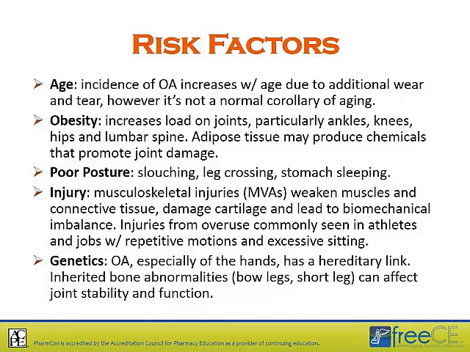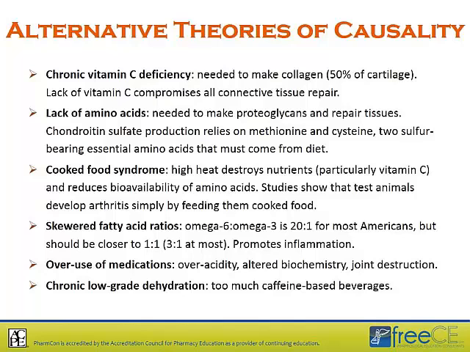Genetics are linked somewhat to OA, especially OA of the hands, and also inherited bone abnormalities such as bow legs or a naturally short leg can affect the biomechanics and joint stability and function and increase the risk for OA also. As noted previously, the actual mechanisms for OA are not necessarily perfectly understood, and of course, modern medicine does not recognize any cures for it.